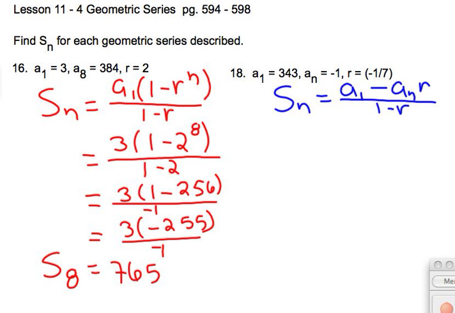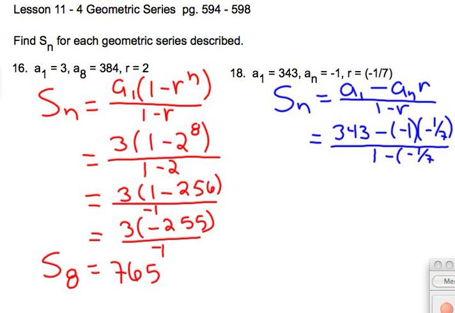So in this one, I'm picking this one because I'm given a sub 1 is 343, a sub n is a negative 1, and r is a negative 1/7. So I have everything there that I need. So I'm going to substitute in. A sub 1 is 343 minus a negative 1 times a negative 1/7, all over 1 minus the negative 1/7.